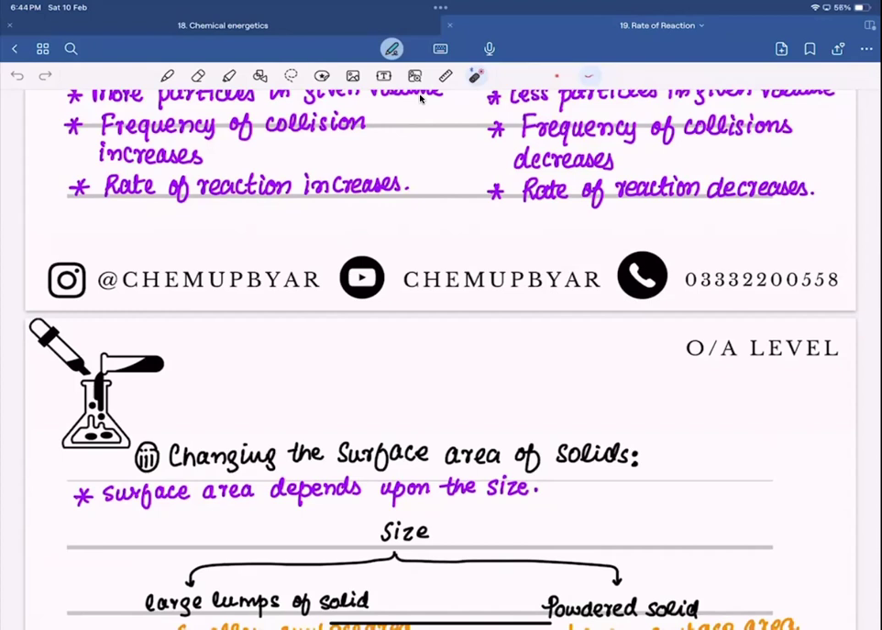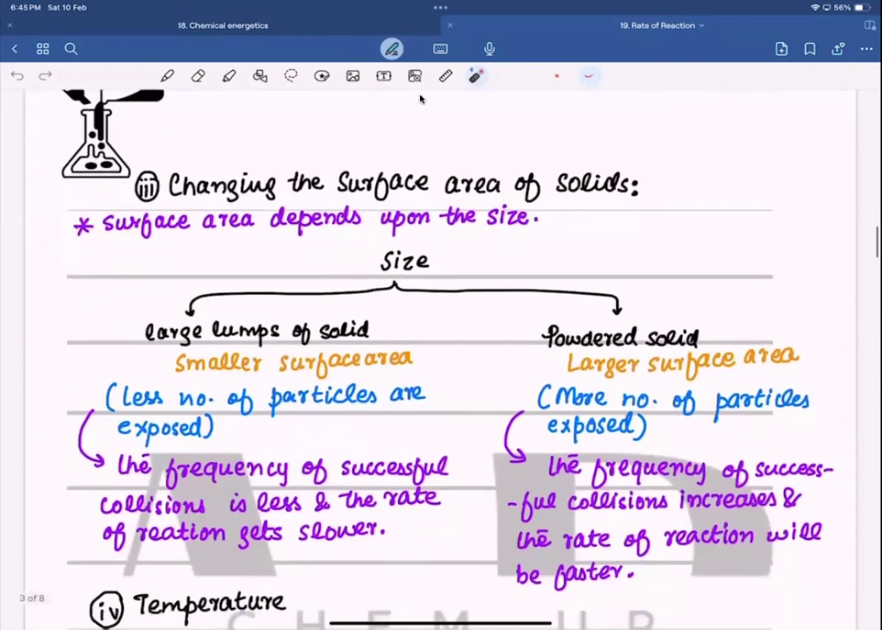Yeah, it is because when there is a whole solid, only the particles on the surface can react with the other substance. But when it comes to a powder, the particles which were on the inside of that whole solid are also exposed to the liquid. So that's why it has a greater surface area when it becomes powdered. So the powdered one has a greater surface area.